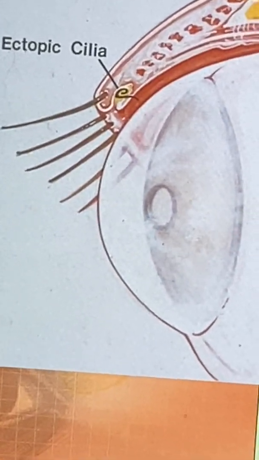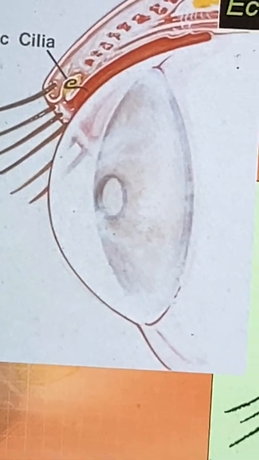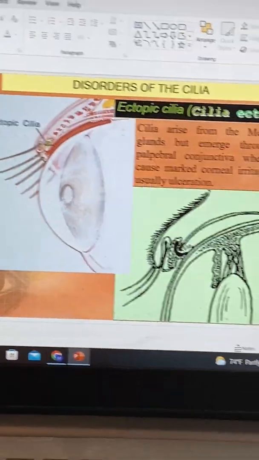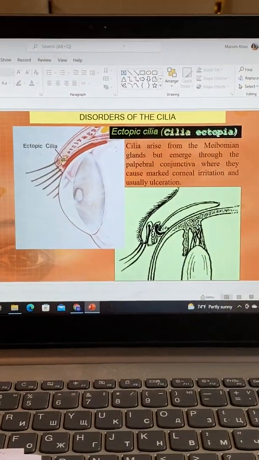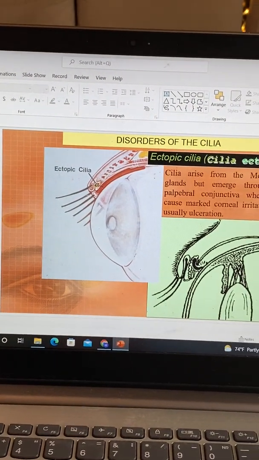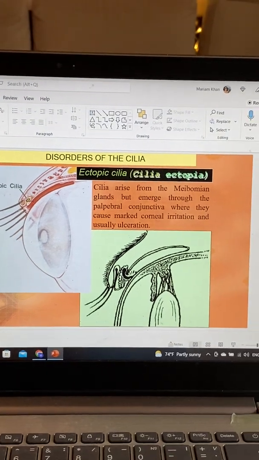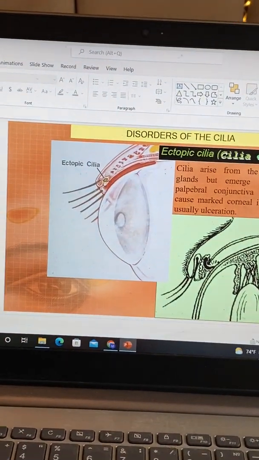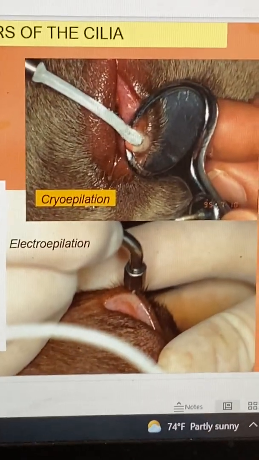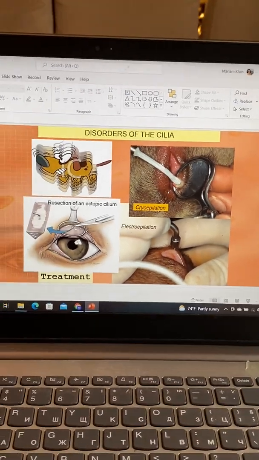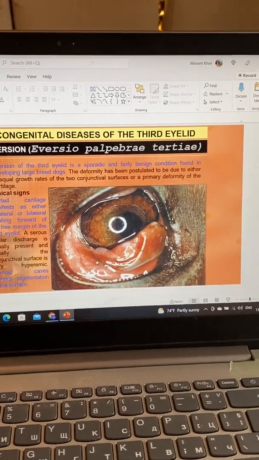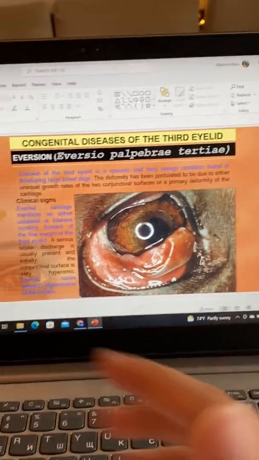They can emerge from the meibomian gland through the conjunctiva, and this can cause a corneal ulcer, and you'll remove it through cryo or electroepilation. What cryo or electroepilation is, is you use extreme cold or electricity to basically remove these hairs. So this is cryoepilation, extreme cold, and electroepilation to remove these extra hairs, these ectopic cilia penetrating the eye. And I'm really sorry, there are so many diseases here, so I skipped a few.